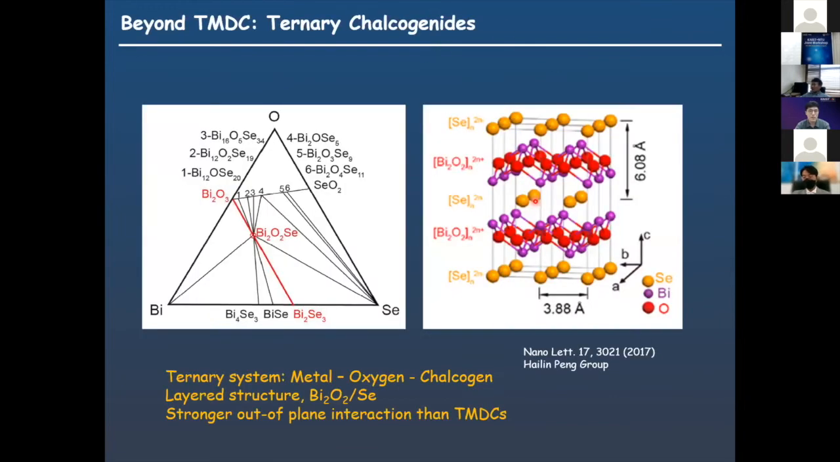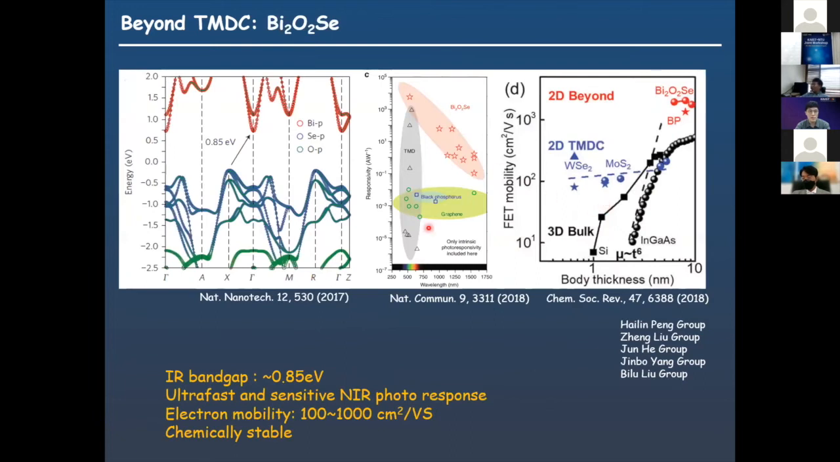Okay, the first one. So previously, until now, I have introduced the binary system, transition metal and chalcogen. What if we add one more element, that is the oxygen? And among this ternary material system, recently bismuth oxy-selenide, this ternary combination, is quite emerging. The reason was that this bismuth oxy-selenide also has the layered structure, and let me show you this diagram.